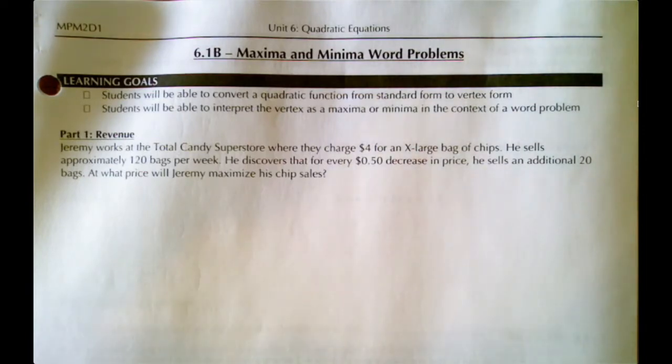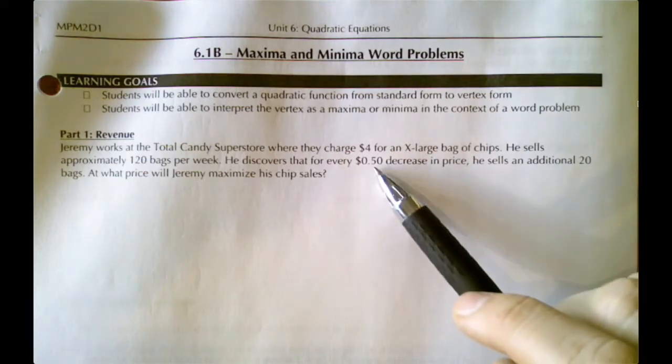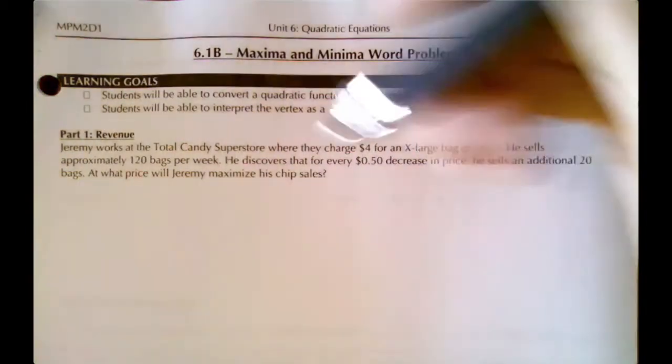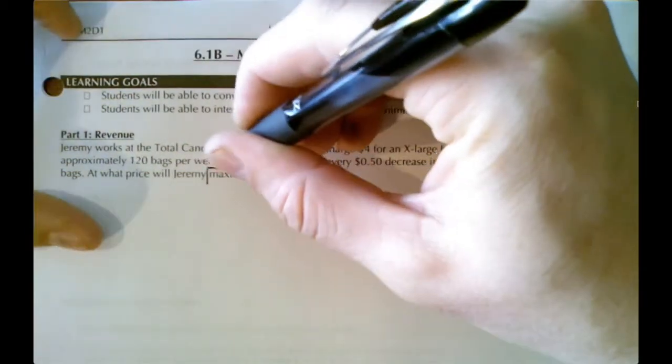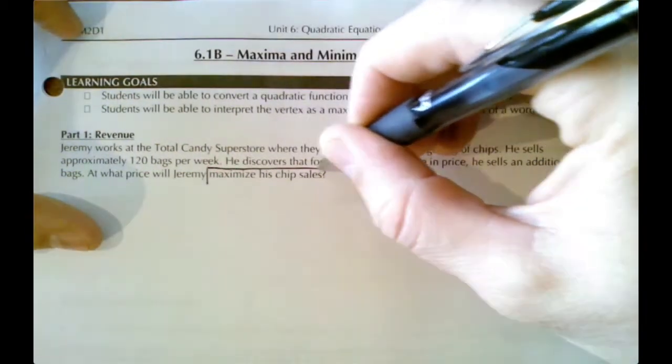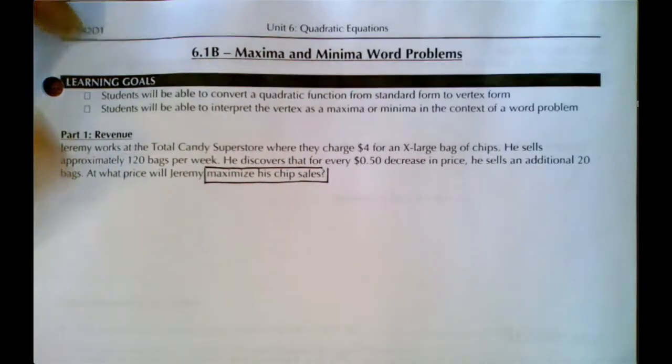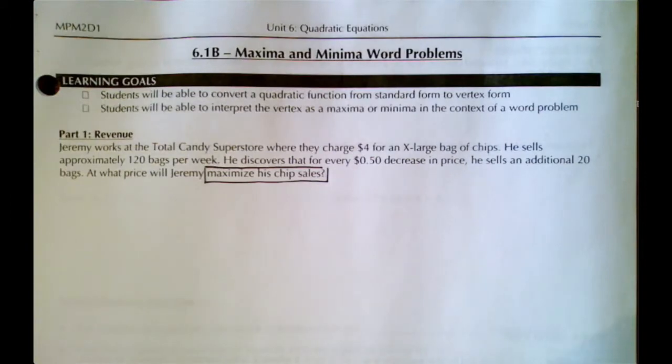First type is revenue. Jeremy works at the Total Candy Superstore where they charge $4 for an extra large bag of chips, and he sells 120 bags per week. He discovers that if he decreases the price by 50 cents, he'll sell 20 extra bags. What price will Jeremy maximize his chip sales? So in order to do this question, we have to understand a couple things. First, we want to maximize. So whenever you see the word maximize or minimize, we are trying to complete the square and find the vertex. But we don't have an equation, so we need to build one.